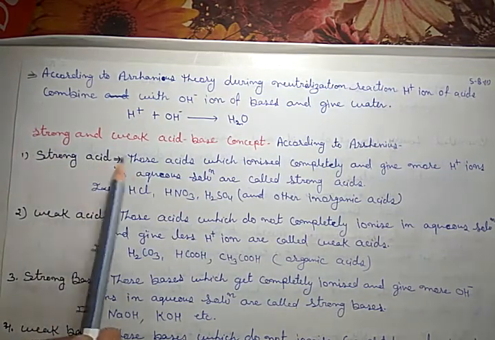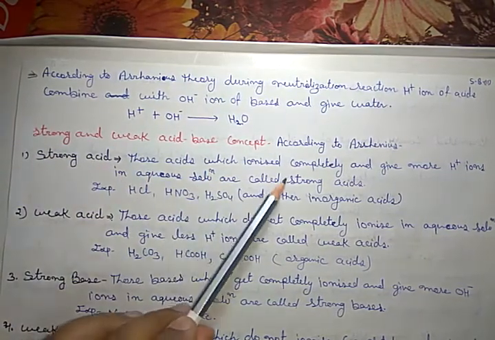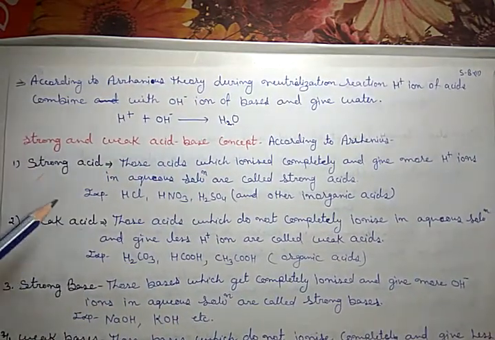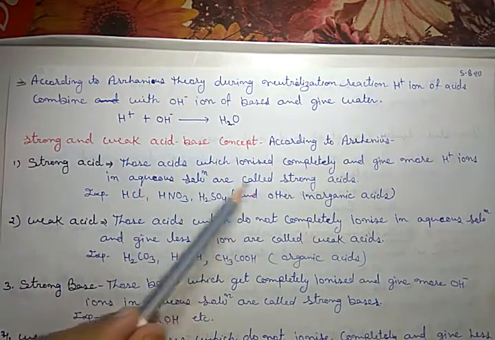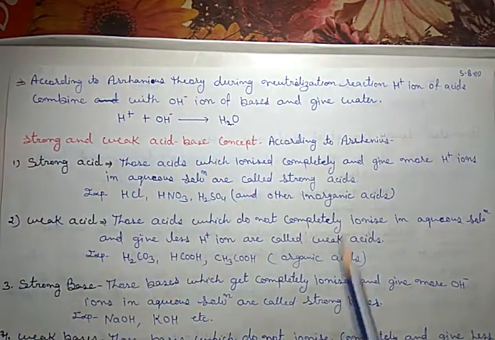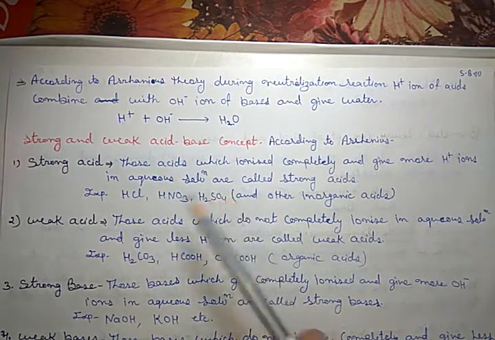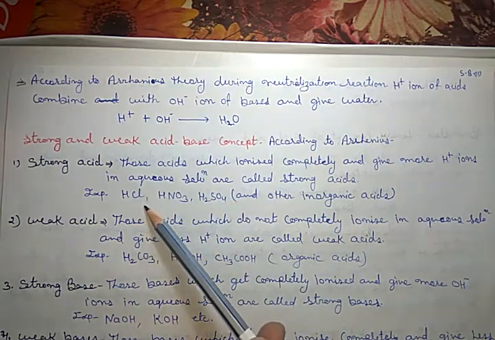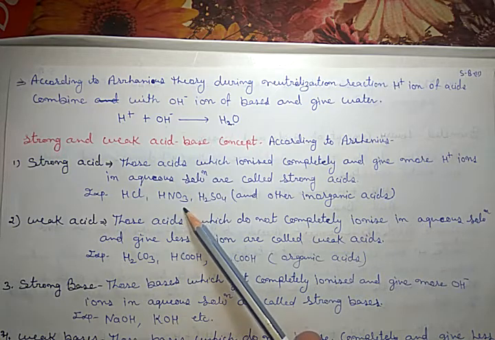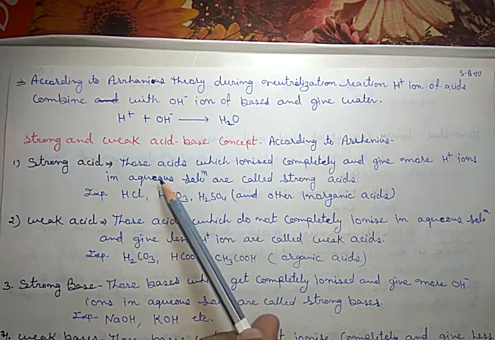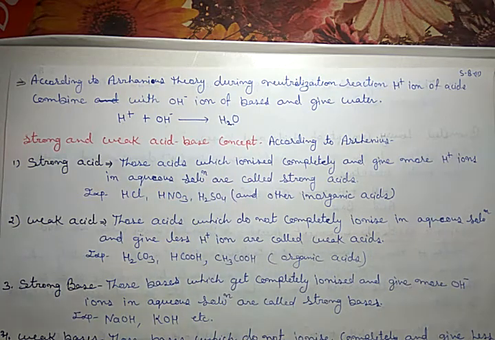Strong acids are those acids which ionize completely, that means decompose completely, and give more H plus ions in aqueous solution. The inorganic acids like HCl, HNO3, H2SO4 (HCl means hydrochloric acid, HNO3 means nitric acid, H2SO4 means sulfuric acid) come in the category of strong acids.